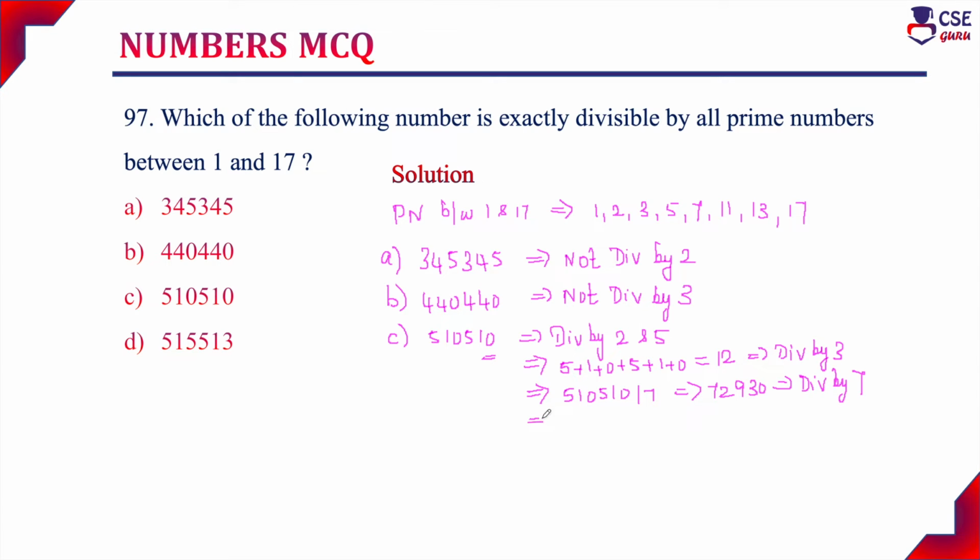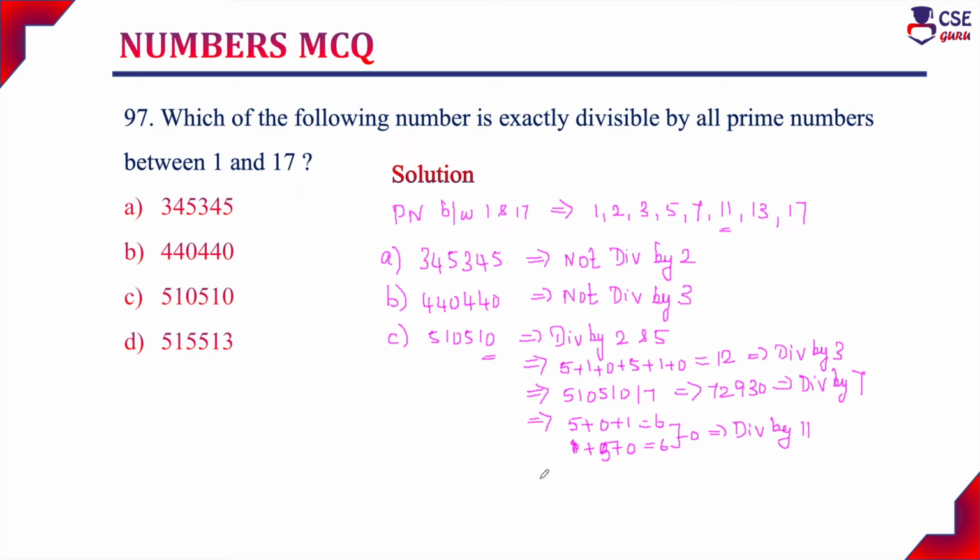And next, divisibility by 11. That is sum of odd numbers minus sum of even numbers. The difference should be either 0 or it should be divisible by 11. So the sum of odd numbers is 5 plus 0 plus 1. So you will get 6. And the sum of even numbers is 1 plus 0 plus 1 plus 5 plus 0. So you will get 6. And the difference, if you are checking, is 0. So it is divisible by 11.